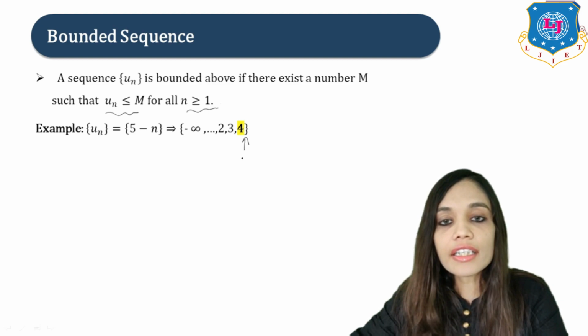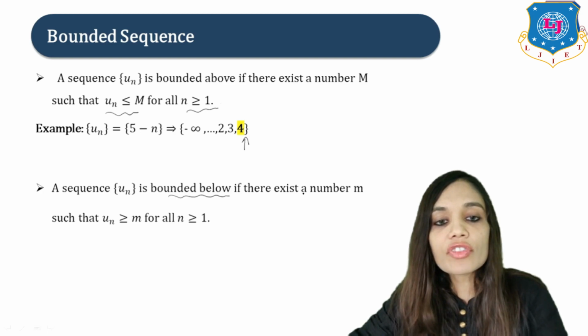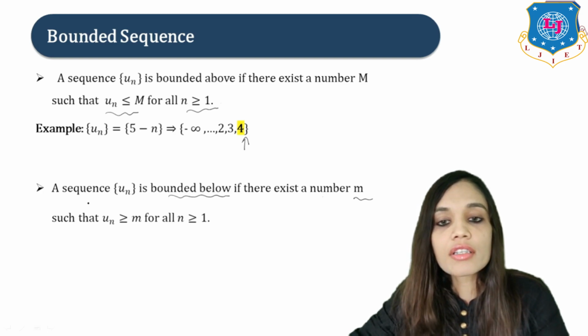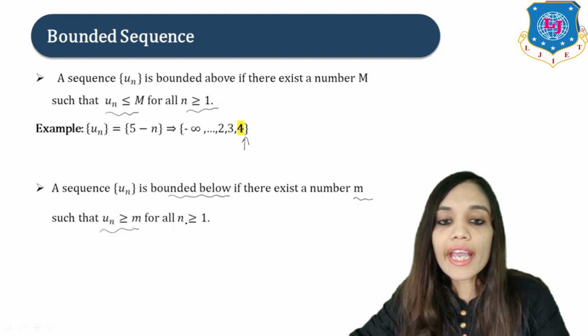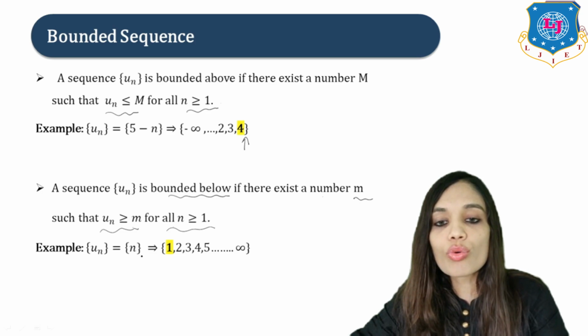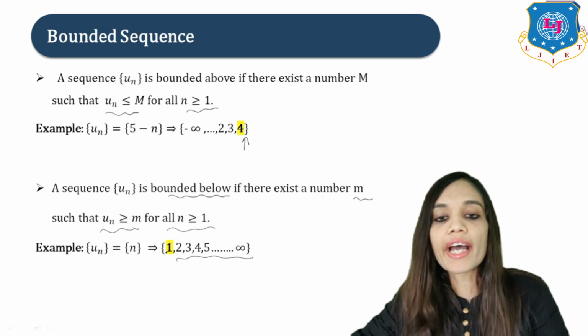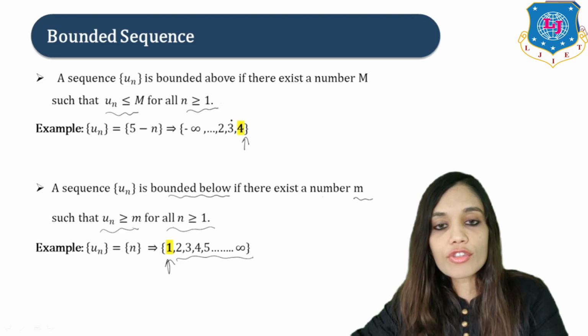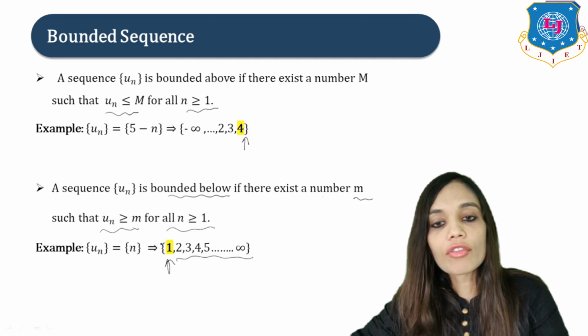Okay. Next, let us study one more definition. A sequence u(n) is bounded below if there exists a number small m such that u(n) is greater than or equal to m for all n greater than or equal to 1. For example, if you are given the sequence u(n) as n, start replacing the values of n from 1. So you will get 1, 2, 3, 4, 5 and so on. Here you can see that it is bounded below by 1. Okay, so the previous sequence was bounded above by 4 and this sequence is bounded below by 1.